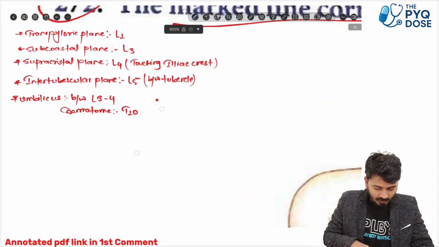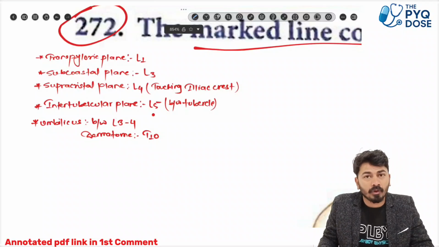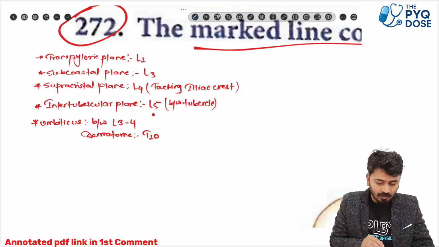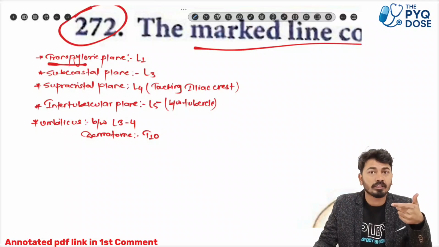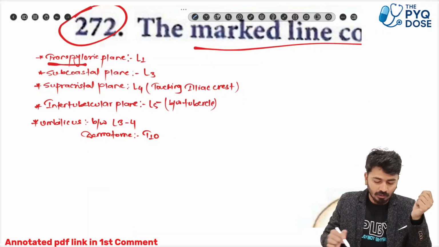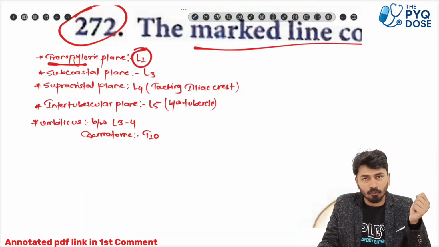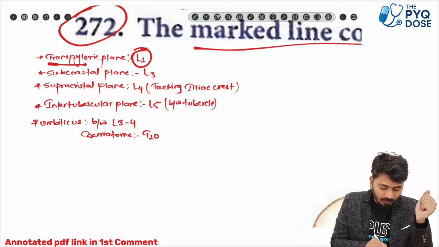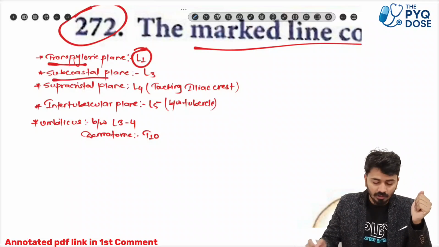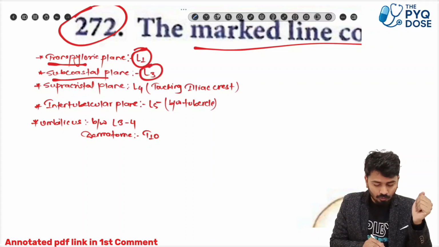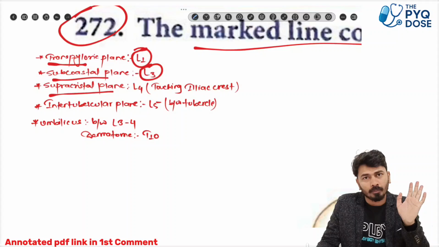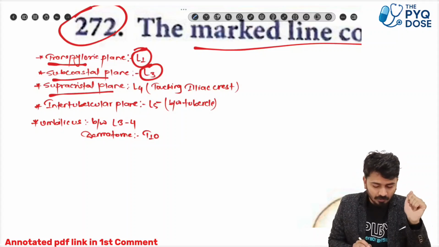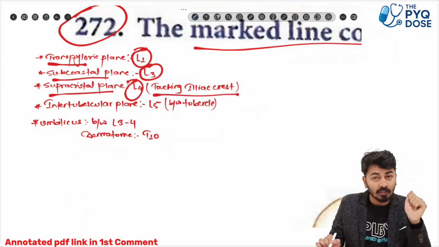Actually, if we see the transpyloric plane, where does the transpyloric plane pass? The word is suggesting pyloric, meaning the pylorus region. So that is from the L1 region. Okay, L1, it passes at the level of the L1 vertebra. If we talk about the subcostal plane, the subcostal plane passes at L3 level. Supracristal plane, be it any exam, one question you will get from this topic. Okay, so supracristal plane, that is L4, that is touching the iliac crest.